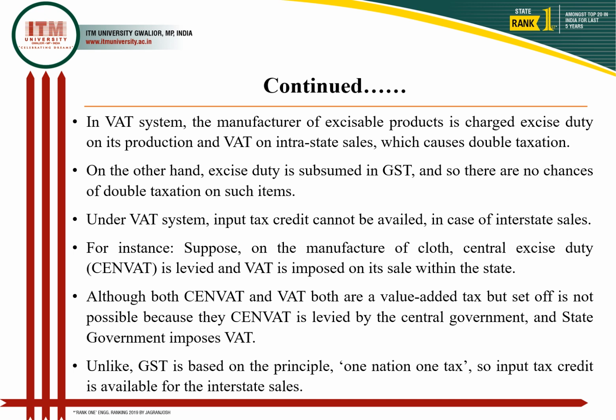Suppose that one manufacturer of clothes, and central excise duty is levied, that is called CENVAT. And VAT is imposed on the sales within the state. Although both are value added taxes, the set off is not possible because the excise duty is levied by the central government and the state government imposes VAT. So although excise is levied, VAT has to be also imposed. So it is going to create again a high bracket of tax. However, in GST, this kind of double taxation is not possible.